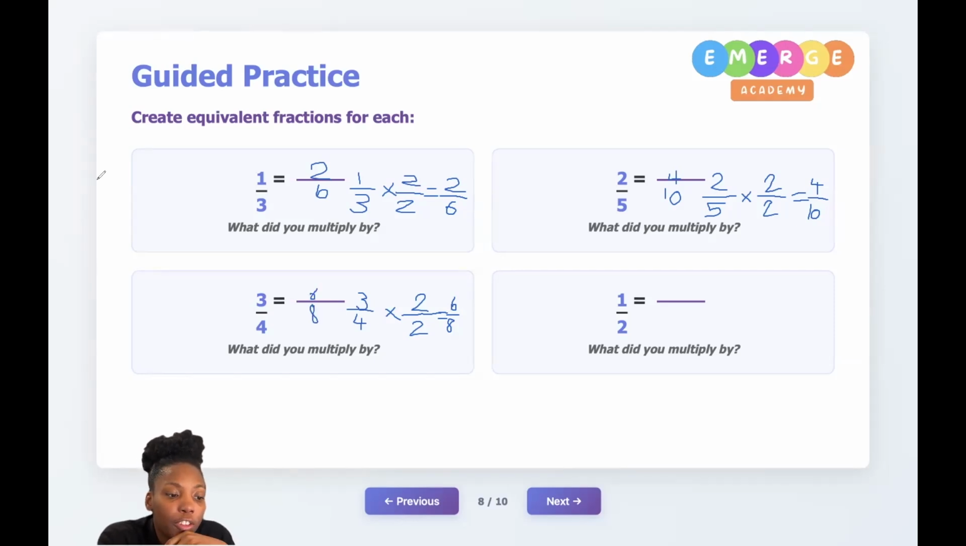And lastly, let's have a look at this question here. So 1 over 2, we're going to times that also by 2 over 2. So we can say 1 times 2 is 2, and 2 times 2 is 4. That means that 1 over 2 is equivalent to 2 over 4.